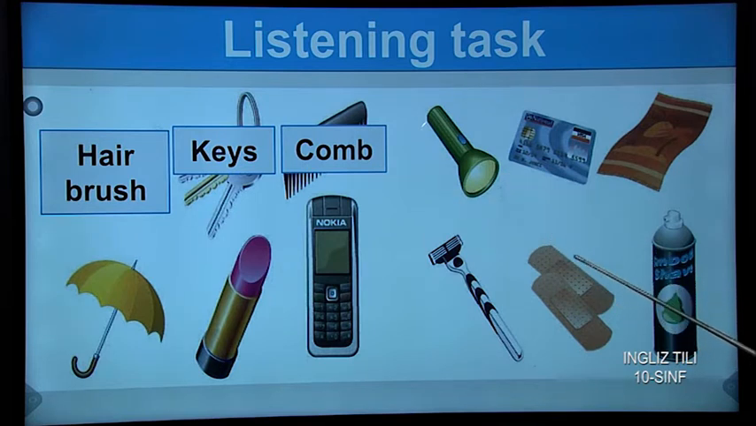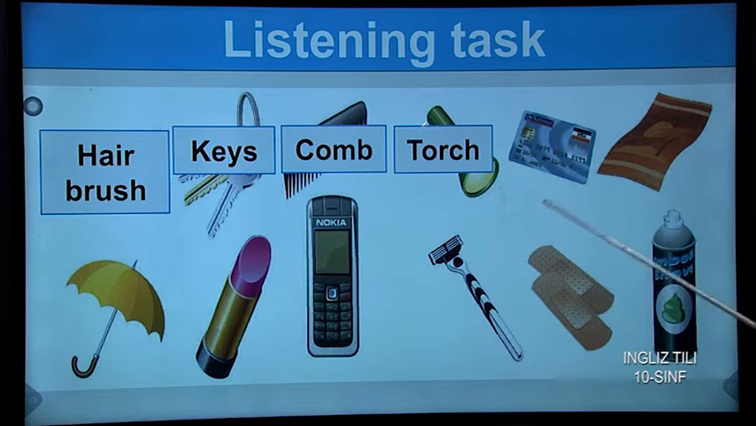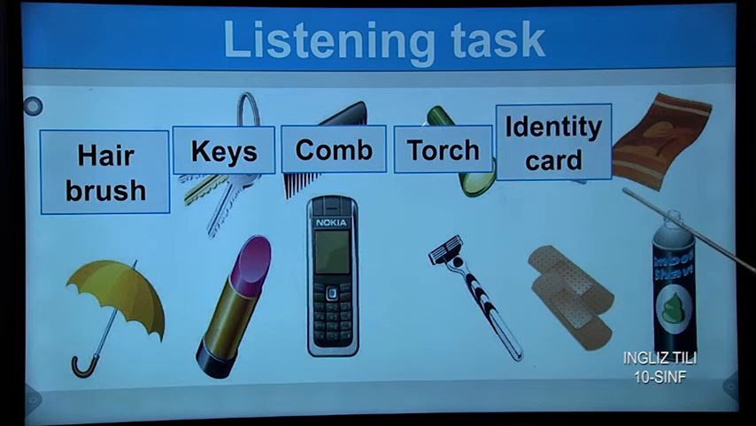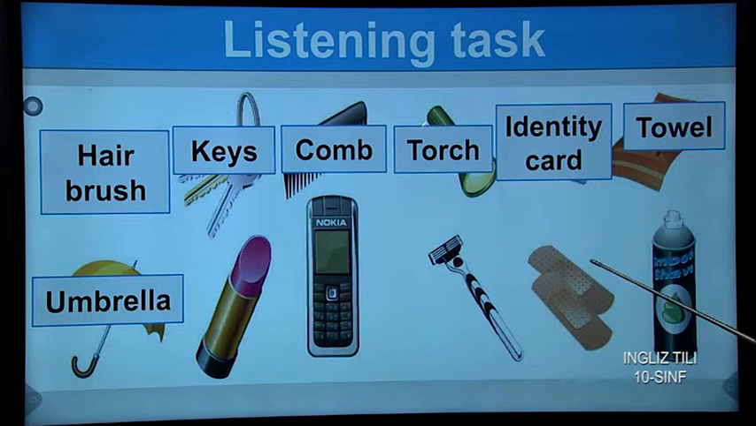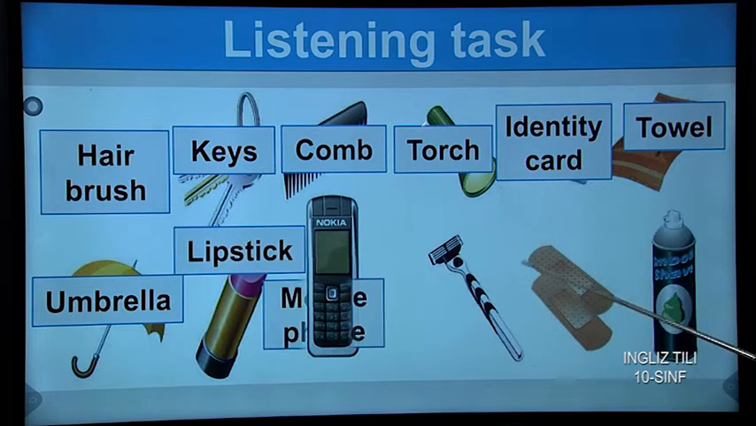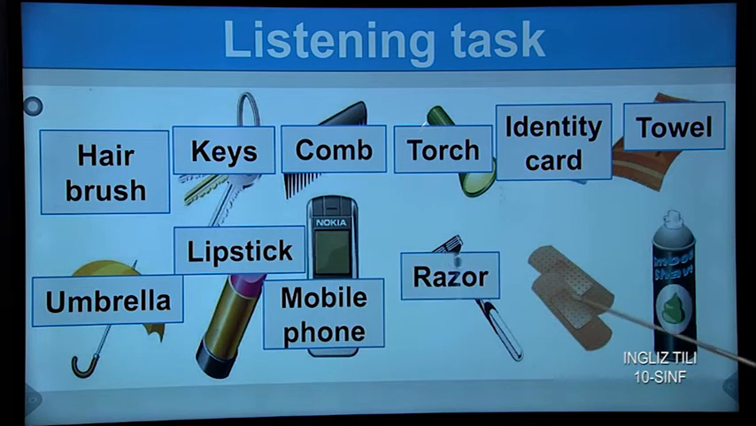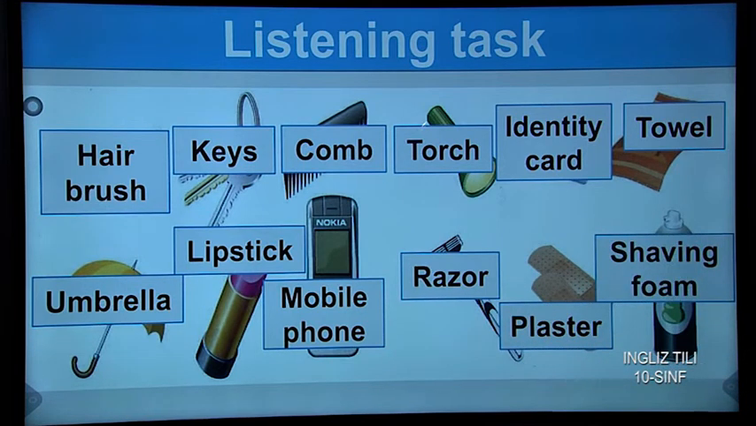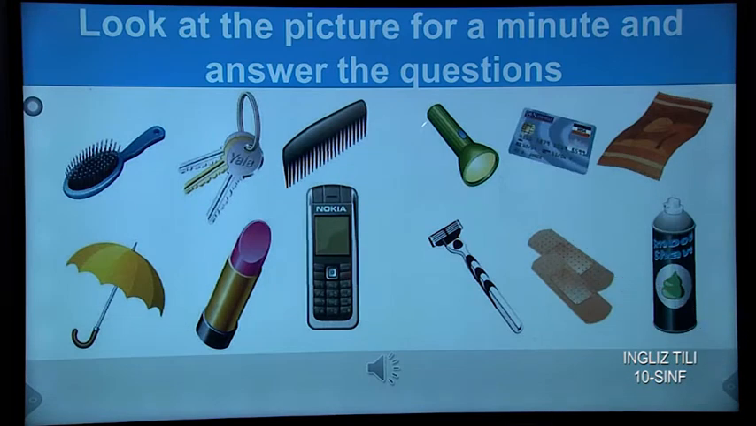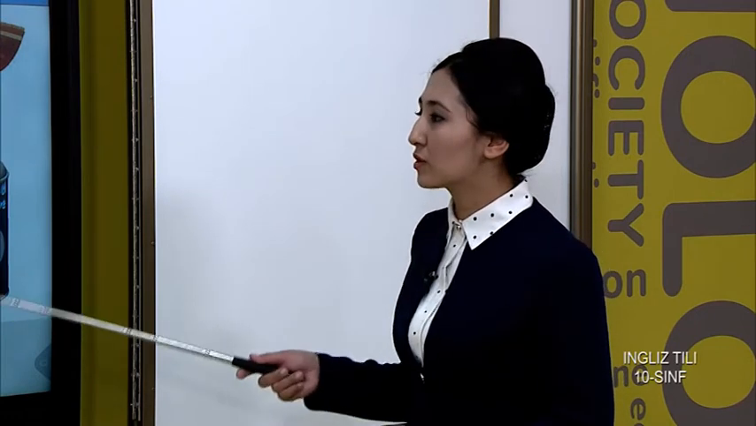What about the next one? It is torch. Next, identity card. And the next one is towel. You know, umbrella. Next, lipstick, mobile phone, razor, plaster. And the last one is shaving foam. What is your task? You have to look at the picture in a minute and try to remember the place of all things and their color.